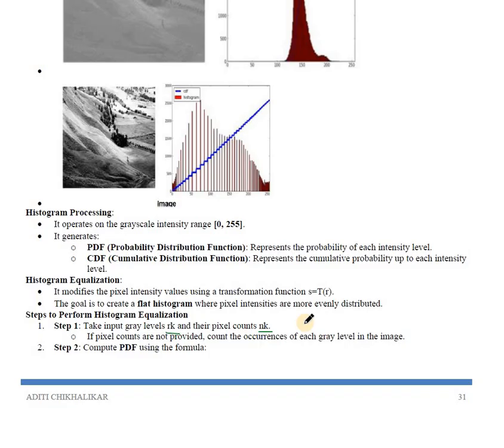NK is the number of pixels at that gray level. For example, I have gray levels from 0 to 7. So the number of pixels with 0 intensity, that is your NK. The number of pixels with intensity 5, that is again your NK, but for RK 5. So you count the pixels for every single gray level.